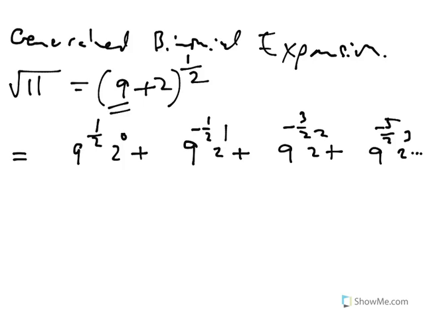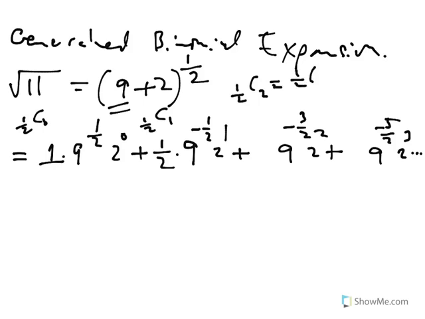Now the coefficients, the first coefficient, I'll kind of call it something funny. I'll call it 1/2 C0. Anything C0 is 1, so we'll put a 1 there. The second coefficient I'll call 1/2 C1. Anything C1 is just itself, so I'll just put a half there. The third coefficient is a half C2. Anything C2 is the number times 1 less than the number over 2, which is a half times negative 1/2 over 2, which is negative 1/8.